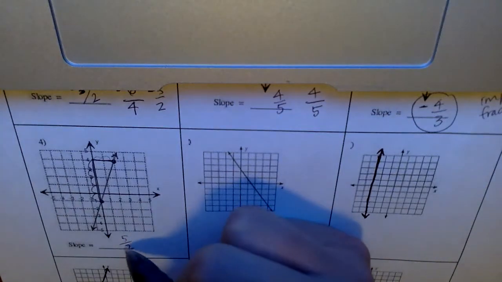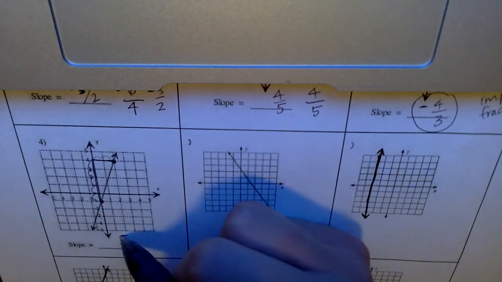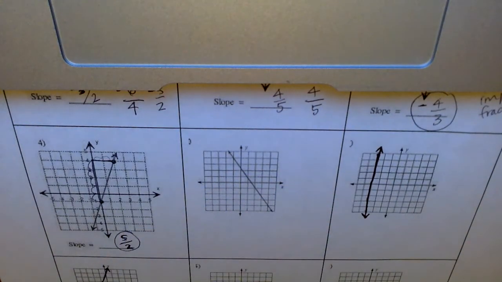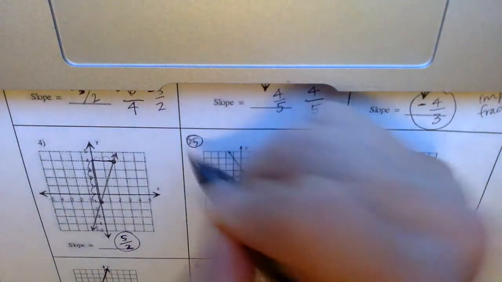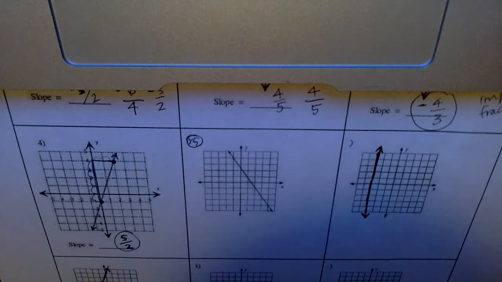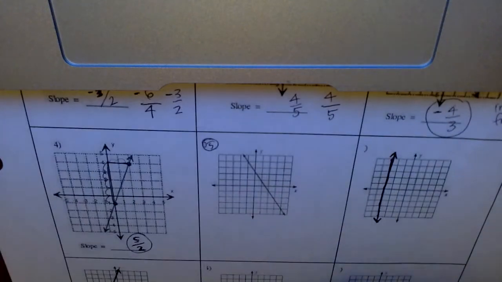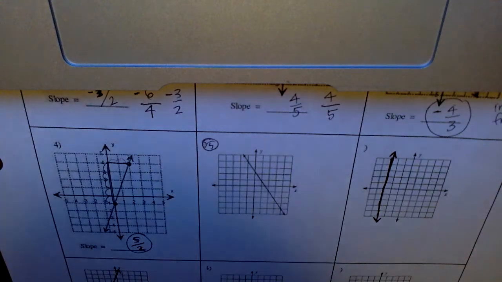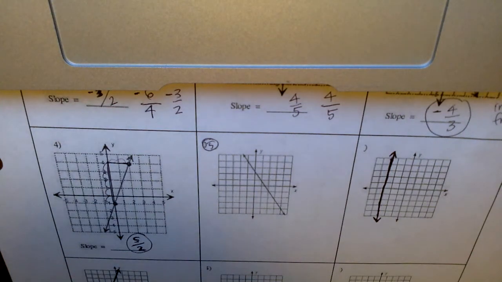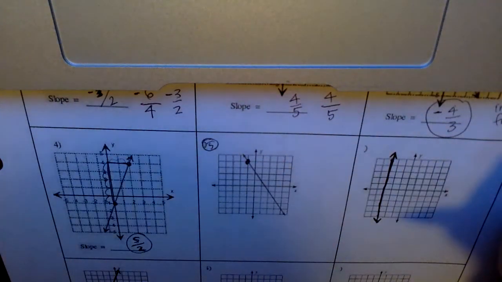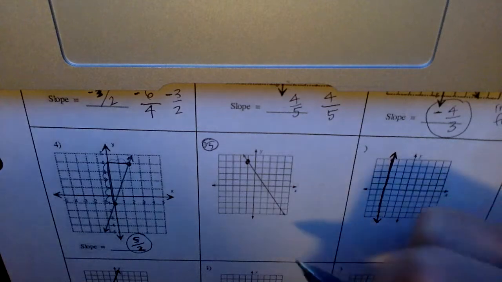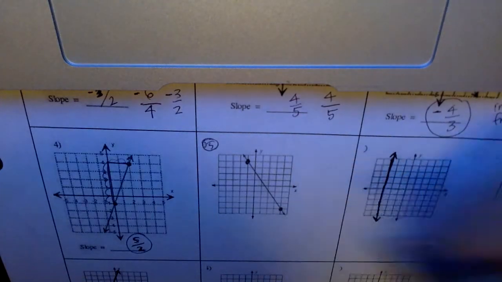One, 2. It's positive. So 5 over 2 would be your slope. 5 halves. Now on number 5, there are no dots. And so I want to show you how to find the best points for you to find your slope. You want to find points that intersect the line on the grid in a nice place. Like this would be a good one right here. And then it looks like this is a good one right here.